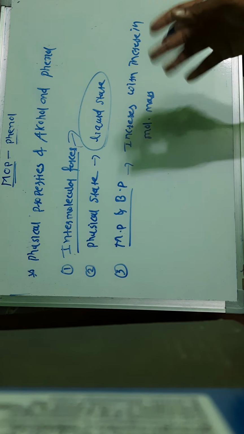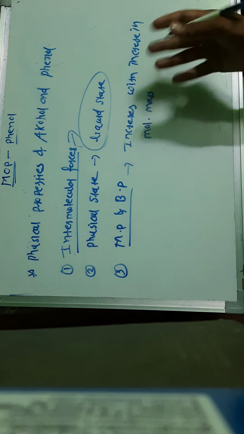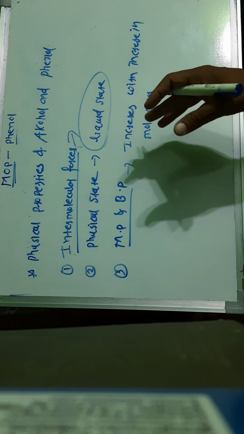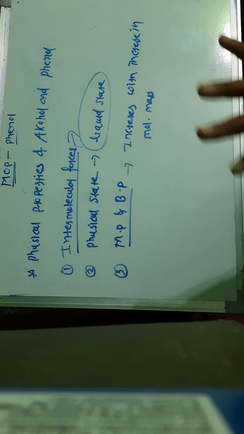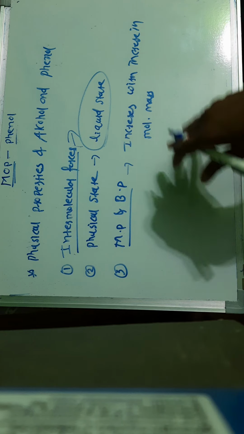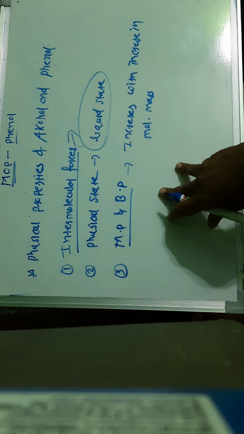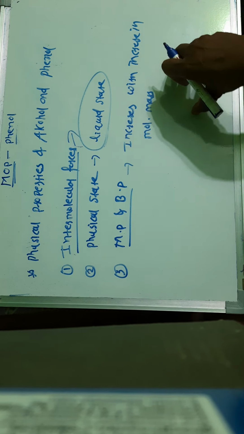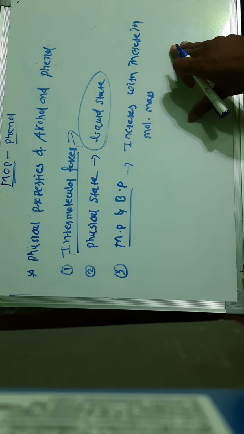Why? Because their surface area increases. If the surface area increases, they have a strong intermolecular force of attraction. Ultimately, they require more energy to separate the molecules, and their melting and boiling points increase with increase in the number of carbon atoms in the chain. Ultimately, their molecular weight increases, and their melting point and boiling point also increase.